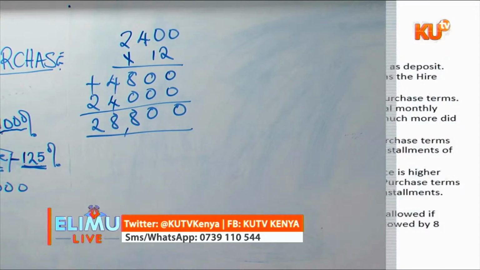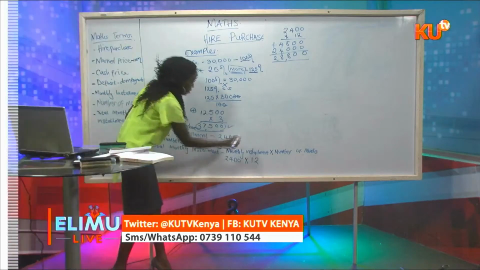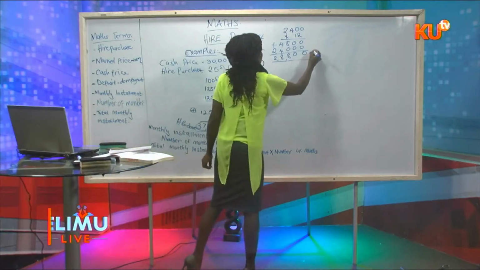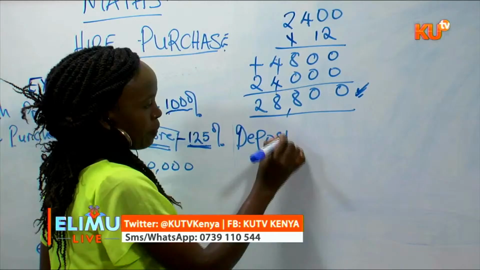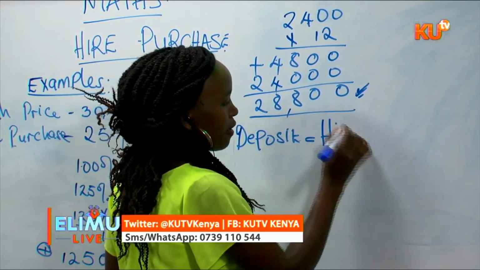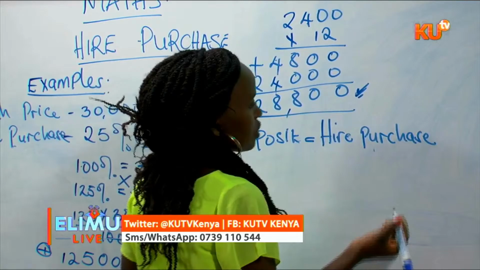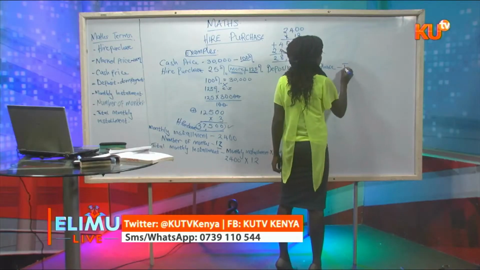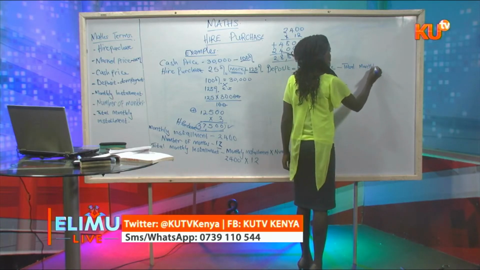The question here is, how much did he pay as the deposit, or how much deposit did he pay? We have our hire purchase here, and then we have this one, which is the total monthly installment. To get the deposit, you take the hire purchase minus the total monthly installment.